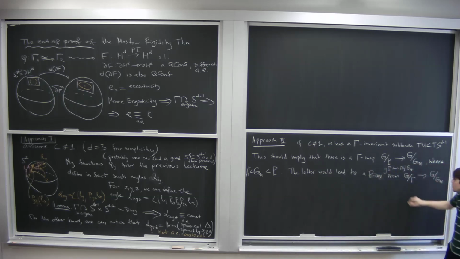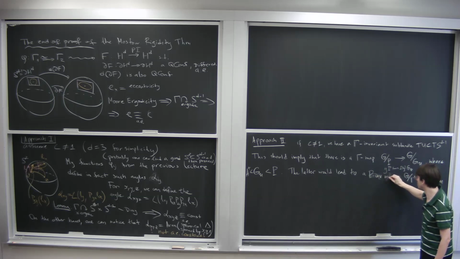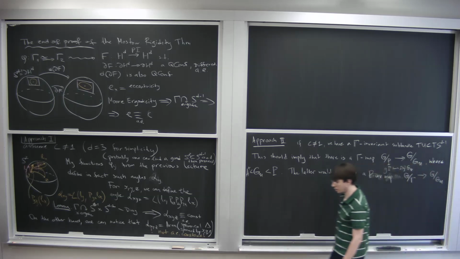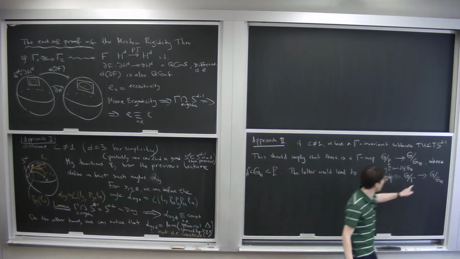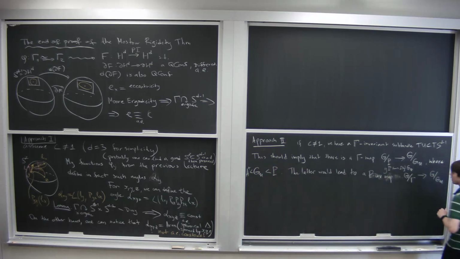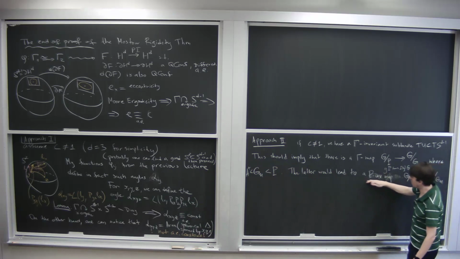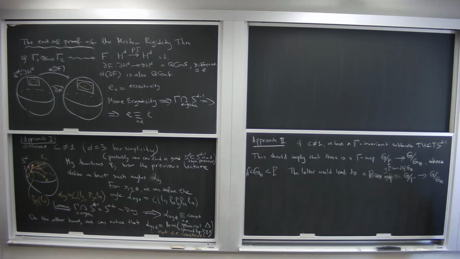P invariant map from G mod gamma to G. And this would give a probability measure here, invariant and basically supported in the fixed points of P, but this would also contradict ergodicity, since on the right everything is gamma invariant.